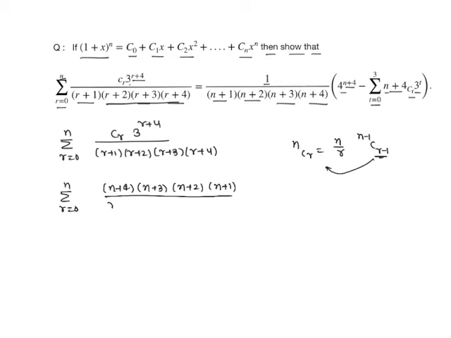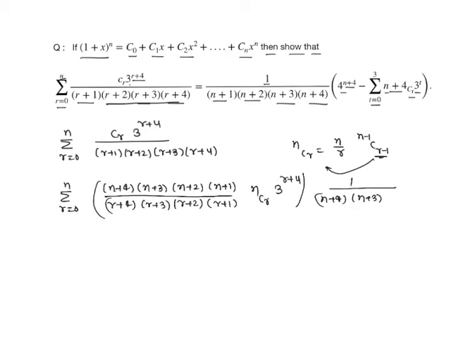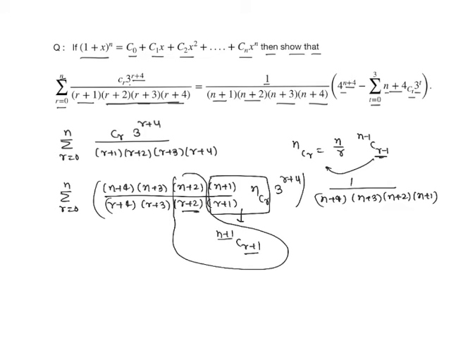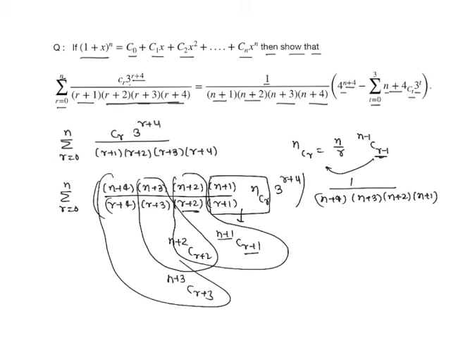Similarly, in the denominator what you can write? (r+4)(r+3)(r+2)(r+1) into nCr into 3^(r+4), and we will multiply it what? 1 upon (n+4)(n+3)(n+2)(n+1). Now from here, (n+1) divided by (r+1) into nCr, this we can write as what? (n+1)C(r+1). Similarly, (n+2) divided by (r+2) into (n+1)C(r+1), we can write as (n+2)C(r+2). Similarly, (n+3)C(r+3). Similarly, (n+4)C(r+4).